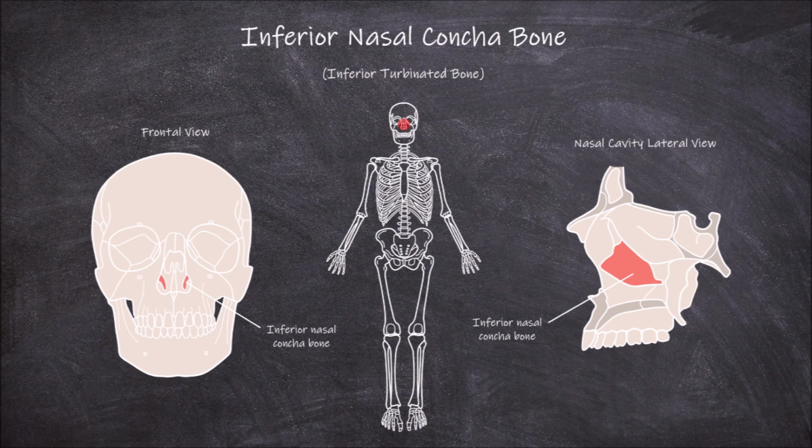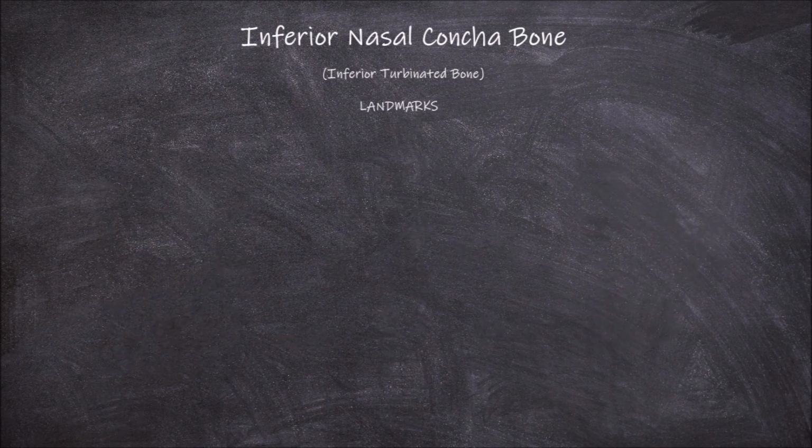The inferior nasal concha is one of 3 nasal conchae, but the inferior nasal concha is the only one that is its own separate bone. The other 2 are processes of the ethmoid bone. Now we're going to look at the different landmarks and features of the inferior nasal concha bone.